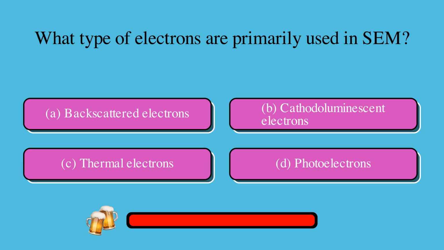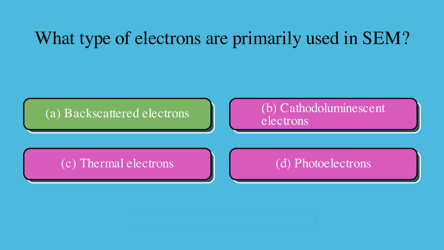What type of electrons are primarily used in SEM? Is it A, backscattered electrons, B, cathodoluminescent electrons, C, thermal electrons, or D, photoelectrons? The correct answer is A, backscattered electrons.